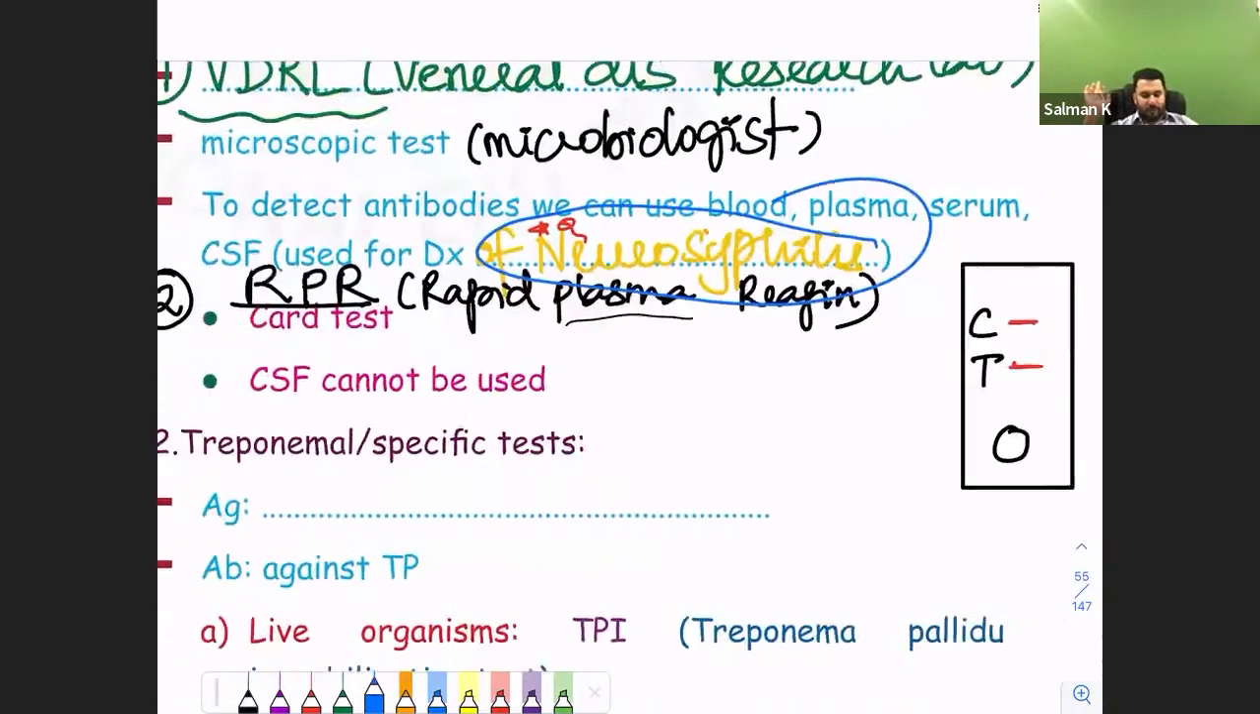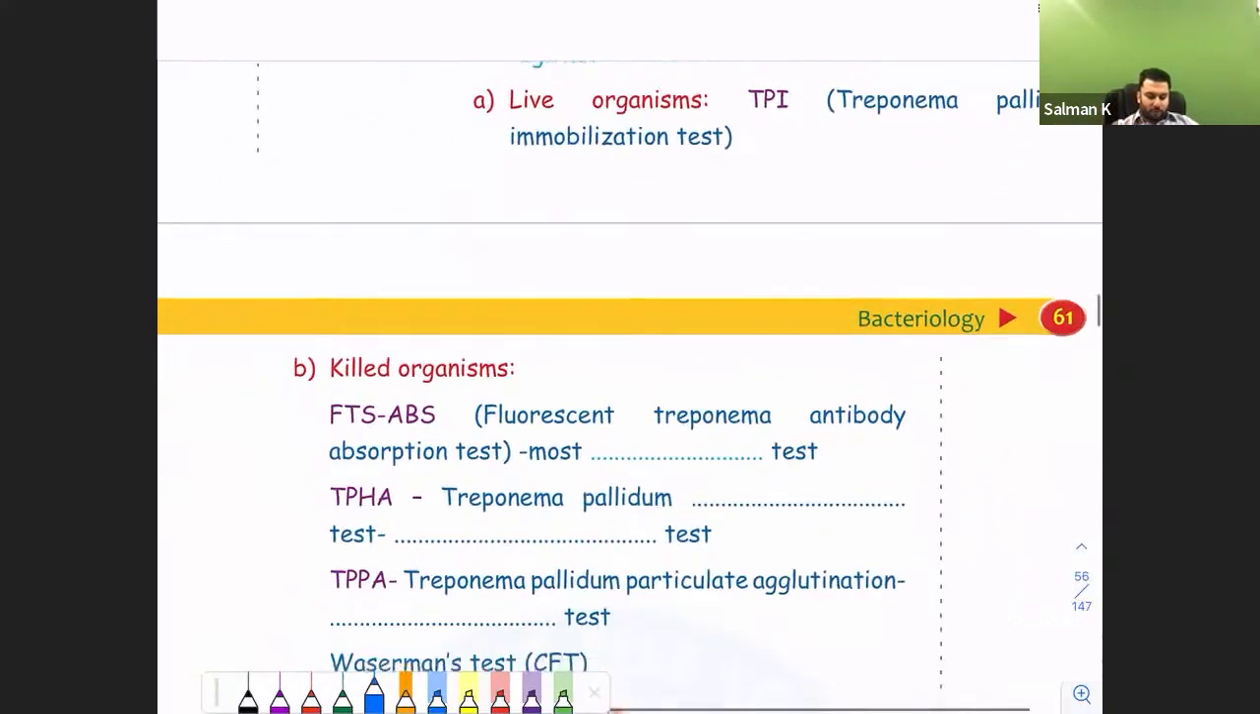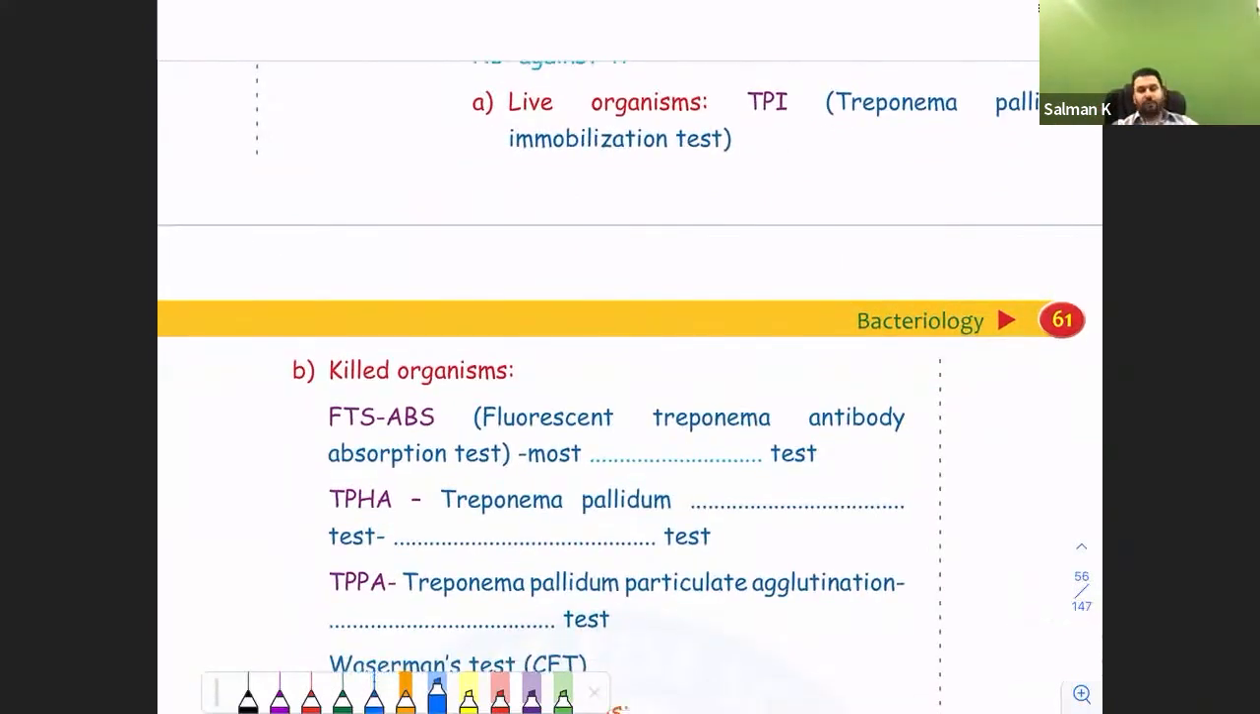Okay, done, doctors? Next, if you talk about the confirmatory tests, they will definitely have the word T or TP in their name. And you should know T or TP simply means Treponema pallidum. Hence, these are the confirmatory tests. Okay.